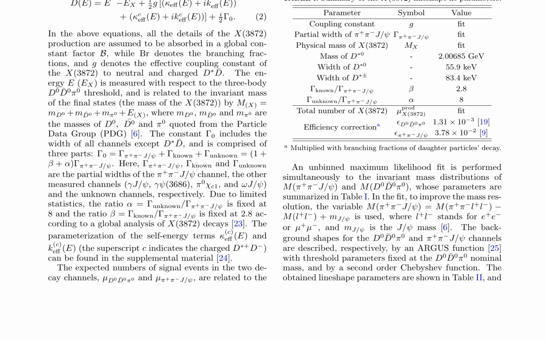The background shapes for the D0 D̄0 π0 and π+π-J/ψ channels are described by an Argus function and a second-order Chebyshev function, respectively. The obtained lineshape parameters are shown in Table 2, and will be discussed in subsequent sections. This analysis provides insights into the properties of the X(3872) particle and its decay modes.